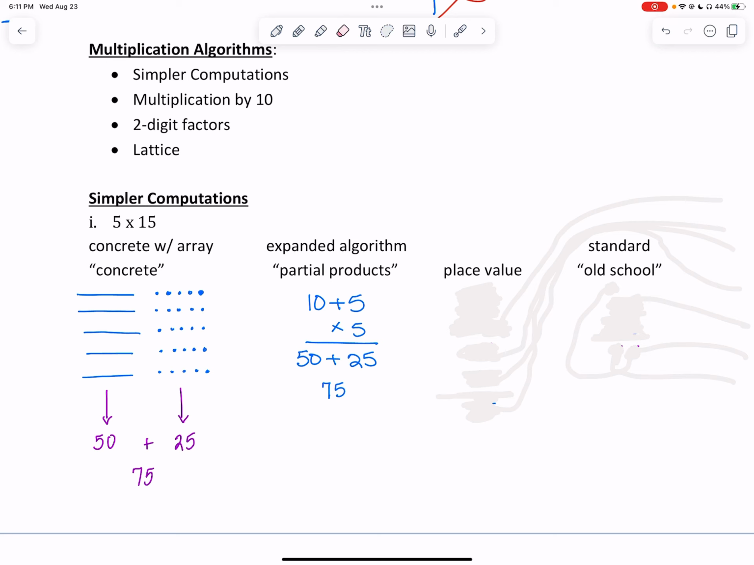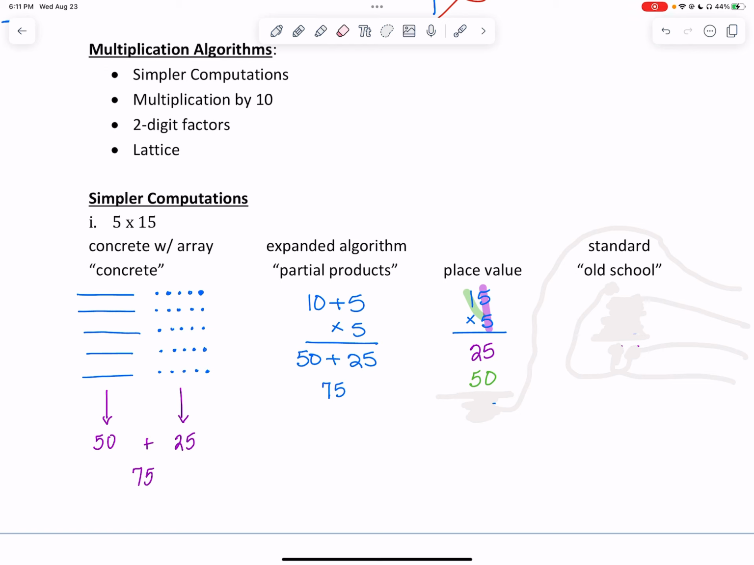Our next one is called place value. With place value, you are literally going to multiply your tens by your 5. Oh, I guess I started the other way. I did my 5 by my 5 and got 25. Notice I did not regroup and trade or carry my 2. I just wrote 25 out. Then I've got 5 times 10, which is 50.